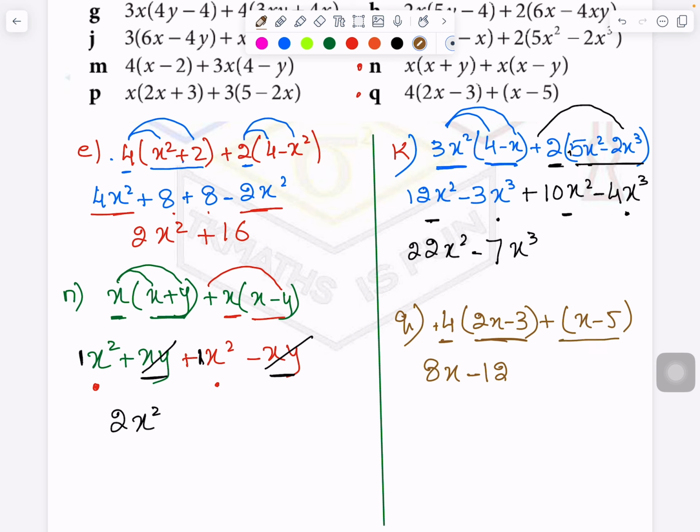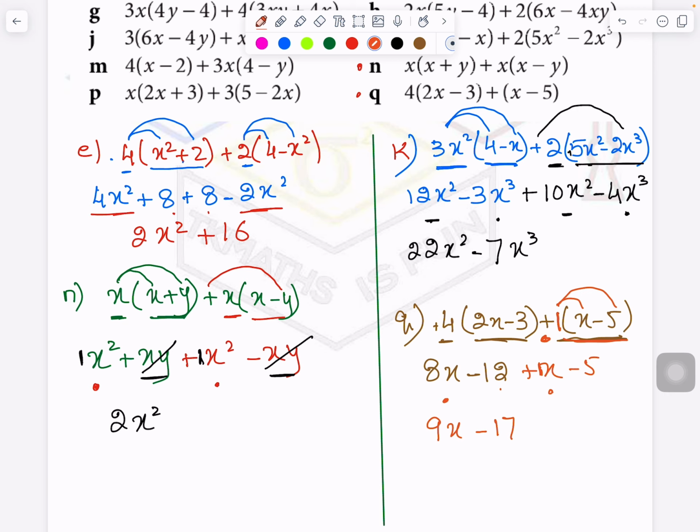What about this one? There is no number written outside the bracket. What does it mean? It means there is 1. Okay, when there is no number outside the bracket, it's 1. So 1 multiplied by x and 1 multiplied by minus 5. Same. Because sign is plus, so inside the bracket, no sign will change. Now if you see, there are like terms. 8x plus x mean it is 1x. So it will be 9x. Minus 12 and minus 5 is minus 17.